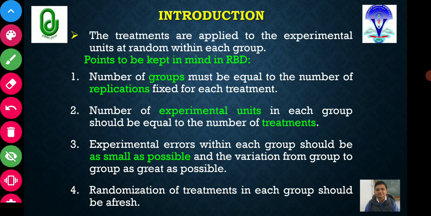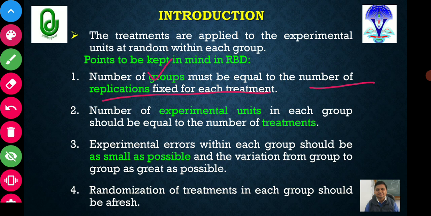Now, the number of groups, as we have already discussed, must be equal to the number of replications fixed for each treatment. So how many groups? In the example that we have seen just now, there were 4 groups: breed 1, breed 2, breed 3, breed 4. And how many replications were fixed for each treatment? Each treatment was replicated 4 times, that means once in each group.